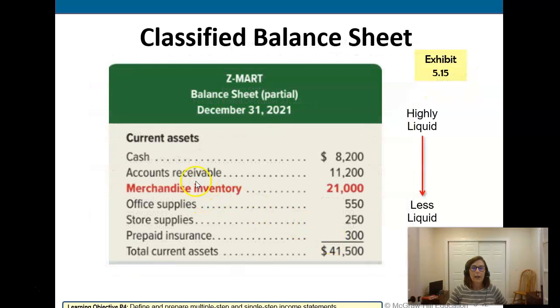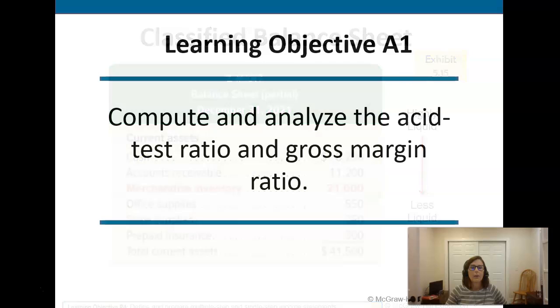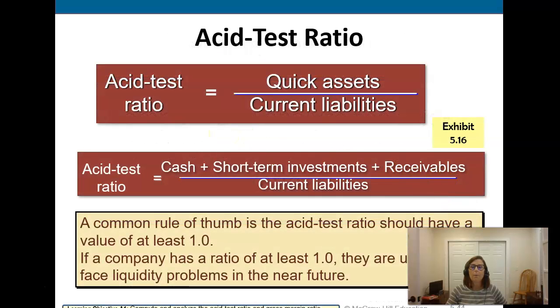Our classified balance sheet will include merchandise inventory, no different than the classified balance sheet that we had done with the service company, with the exception of the inclusion of that merchandise inventory account. And I guess we'll cover acid test and gross margin ratio.